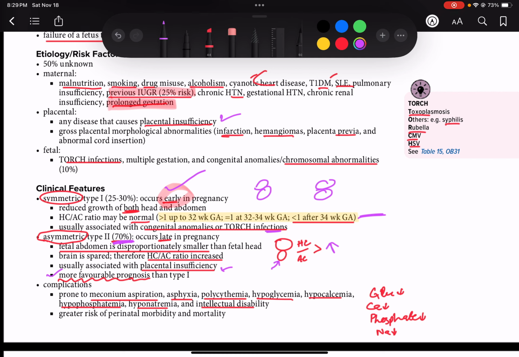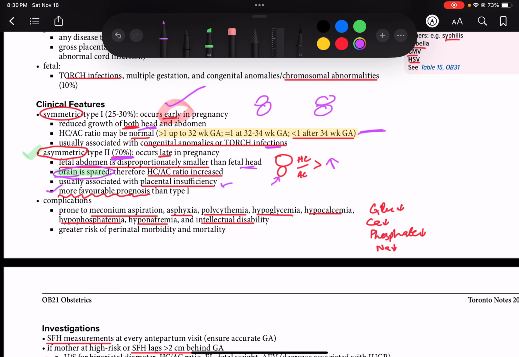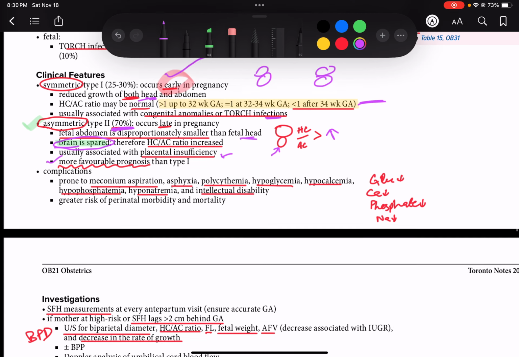Because in symmetric, the head is also being affected, brain development is also being reduced. But over here, the fetal abdomen is disproportionately smaller than the fetal brain, which is spared right here. The brain is spared, so asymmetric has a more favorable prognosis. And fortunately this one is common, so we can make sure that it is resolved.